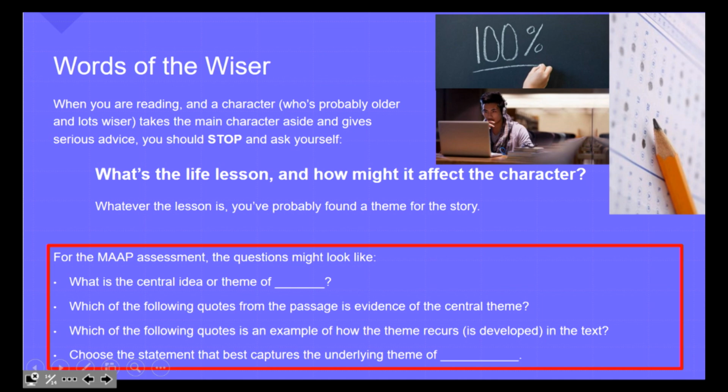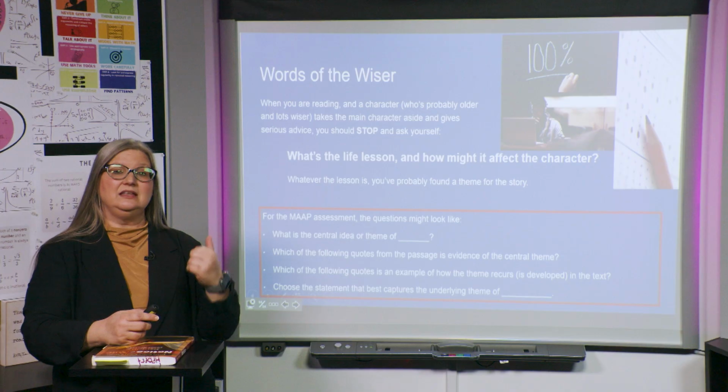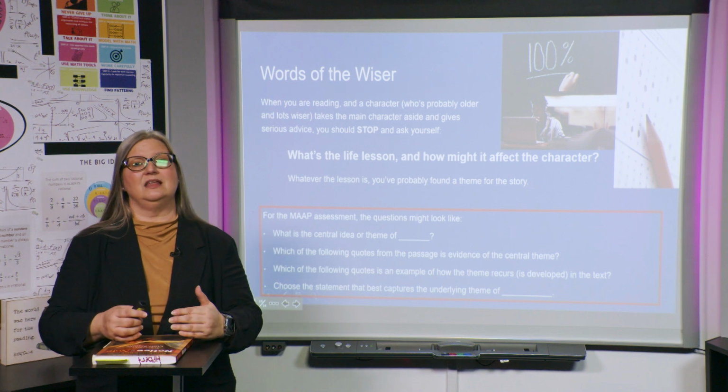When you're taking that MAP assessment, these are the ways that those will show up. What is the central idea or theme of the passage? Which of the following quotes from the passage is evidence of the central theme? Which of the following quotes is an example of how the theme recurs or is developed in the text? And then choose the statement that best captures the underlying theme of blank. All of these MAP assessment questions can be answered when you look back at those anchor questions for each of these signposts.